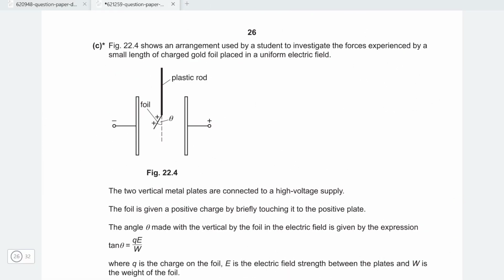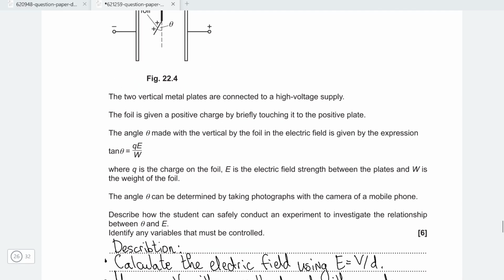Okay, moving on to part C, which is an extended writing question with 6 marks. So we have the following experiment over here. The figure shows an arrangement used by a student to investigate the forces experienced by a small length of charged gold foil placed in a uniform electric field. As always with 6 marks, it's really important to read carefully what we need to do.